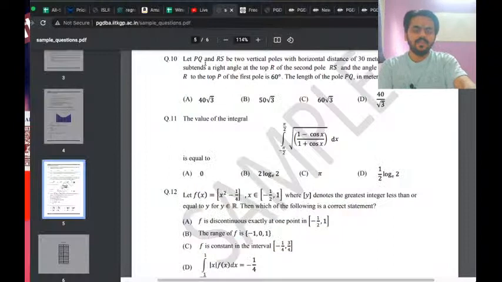Question number 10 says you have PQ and RS be two vertical poles with a horizontal distance of 30 meters. The PQ subtends a right angle at the top R of this and this and that and that. Okay, we have to essentially draw a diagram for this question.